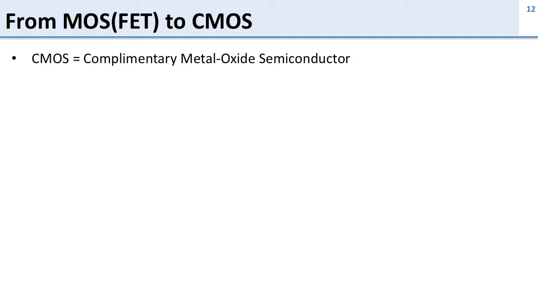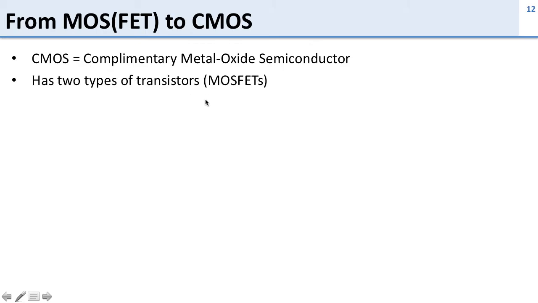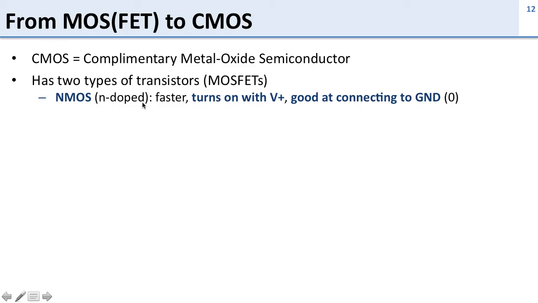All right, so how do we get from MOSFETs to CMOS? So CMOS is what we build things with, and this is complementary metal oxide semiconductors. So complementary means we're going to have two different parts here. And the two different parts are NMOS, an n-doped transistor, and these are a little bit of the faster type. And they have the following characteristics. They turn on with a positive voltage, and they're good at conducting to ground, so sending electrons to the ground. So here's what an NMOS device looks like.